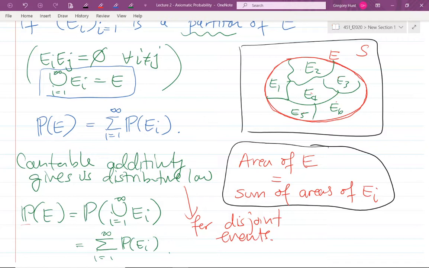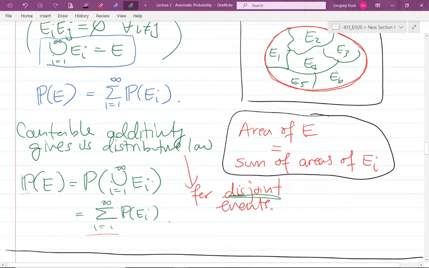This is axiomatizing intuitions we have about measuring things. We can break it apart, measure the individual parts, and bring it back together, and that's allowable as long as things are disjoint. And it gives us the distributive law, where I can distribute probability over unions, as long as the events I'm distributing over are disjoint.